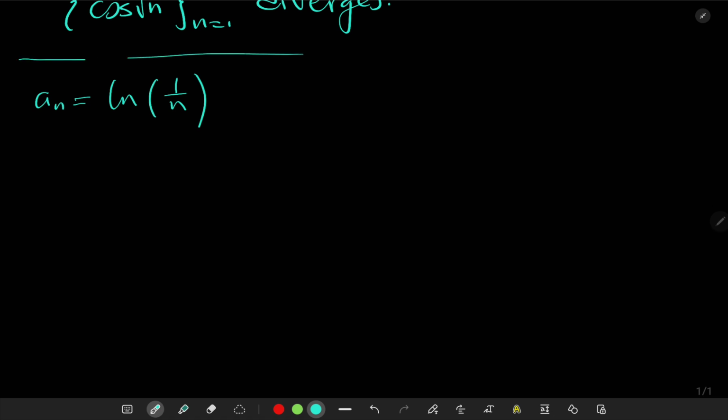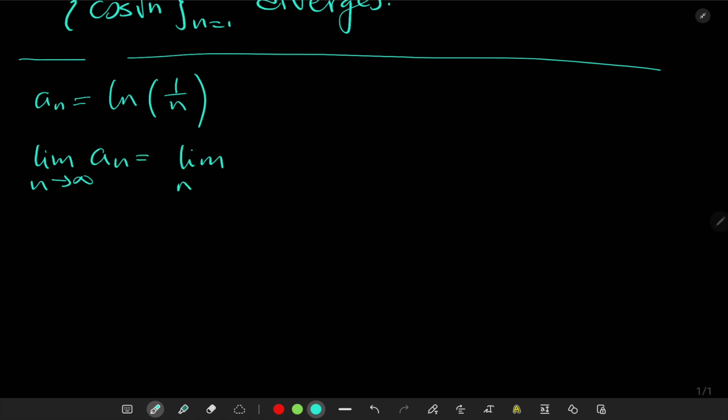So with that one, we would look at the limit as n goes to infinity of a_n, which is equal to the limit as n goes to positive infinity of the natural log of 1 over n. And this one right here, you have to analyze what happens as n goes to infinity of 1 over n. This term tends to go to 0, and then what will happen is you have right continuity for the natural log, so we can move the limit in and out.